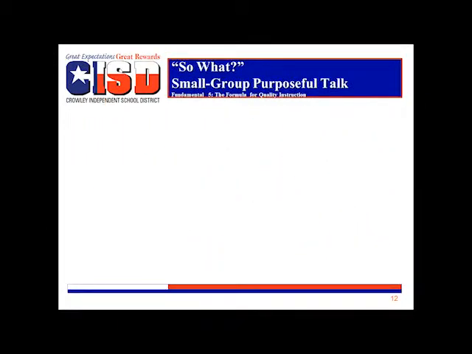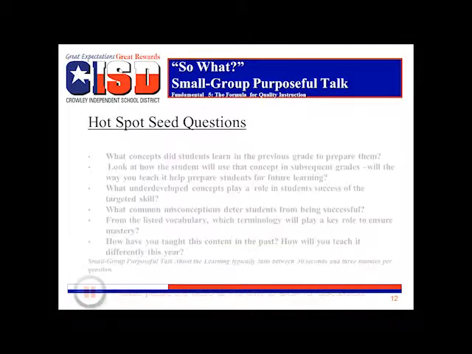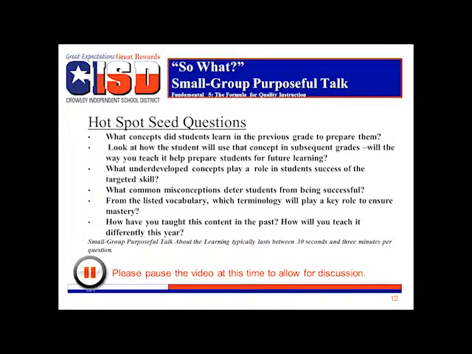The second part of the PLC process is the "so what?", which addresses the implications and also gives teachers the chance to reflect upon teaching practices. At this time, we will pause for small group purposeful talk to discuss seed questions, both of which are attributes of the fundamental 5. Seed questions are essential to guiding and focusing conversations to the desired learning outcomes. During this time, focus specifically on the previously identified TEK. Please pause the video at this time to allow for discussion.